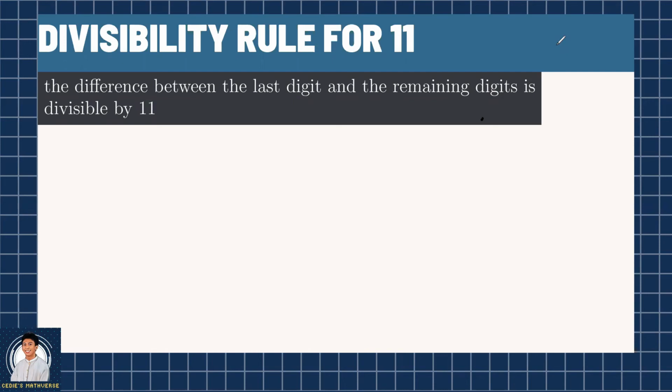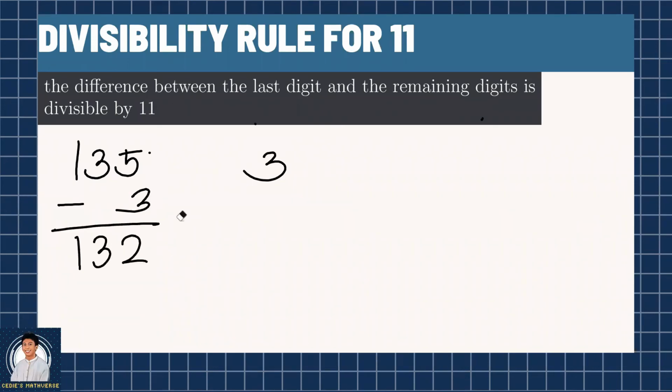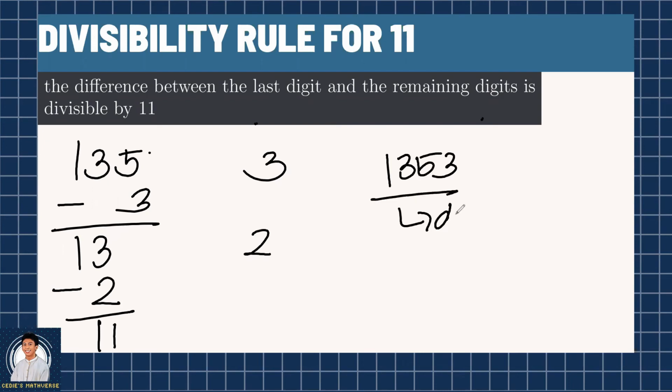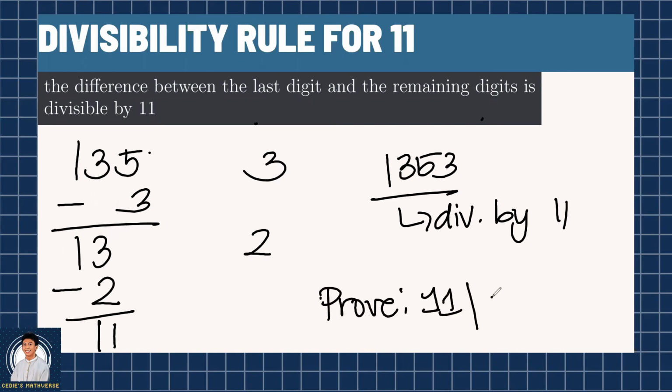One example would be 1,353. We remove the last digit, so we get 135 and 3, and subtracting it gives us 132. Then, 132, we will subtract 2 from 13, so we get 11, which means that 1,353 is indeed divisible by 11. Now, prove that 2,000,321 is divisible by 11.